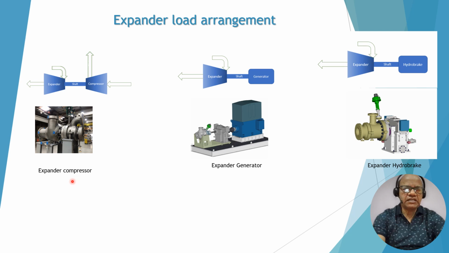You can see the first case, the expander compressor arrangement. The gas comes to the expander and goes out, and the compressor gas comes here and goes out. So this is the compressor load which is connected to the expander. This is an expander generator. Again, high pressure gas comes to the expander, there is expansion in the gas, power is produced, and it is converted into electrical energy through the generator. Another arrangement is the expander with hydro brake. This is used for low pressure applications, and whatever power is produced is consumed by the hydro brake.